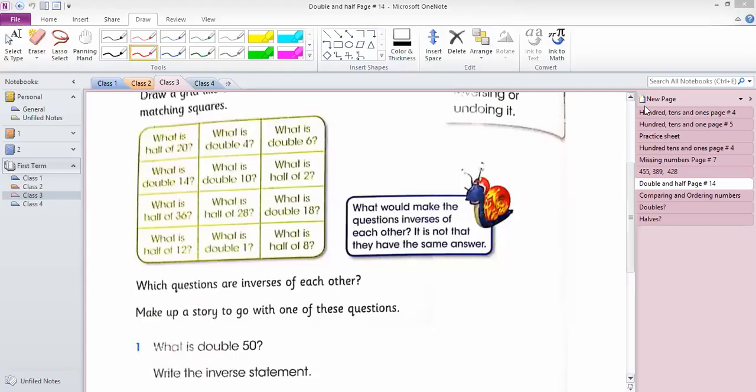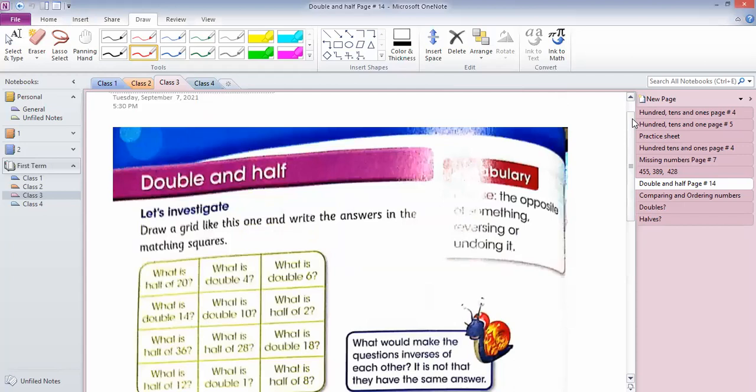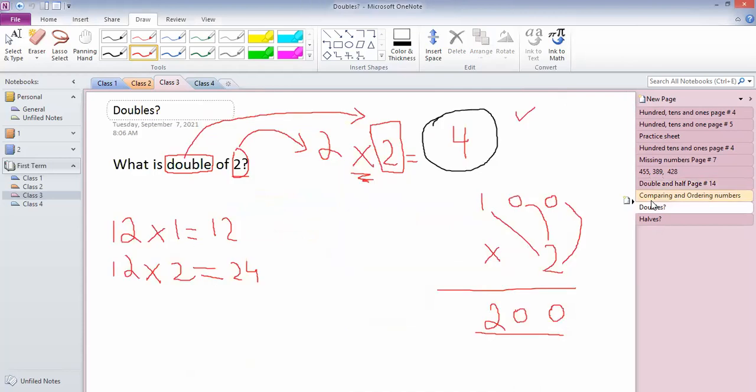I would like to welcome all of you to lesson number 10 for grade 3 mathematics, guys. We were preparing for the topic of double and half. I have already taught you about the doubles, that if you need to find out the doubles, you will multiply that number by 2.